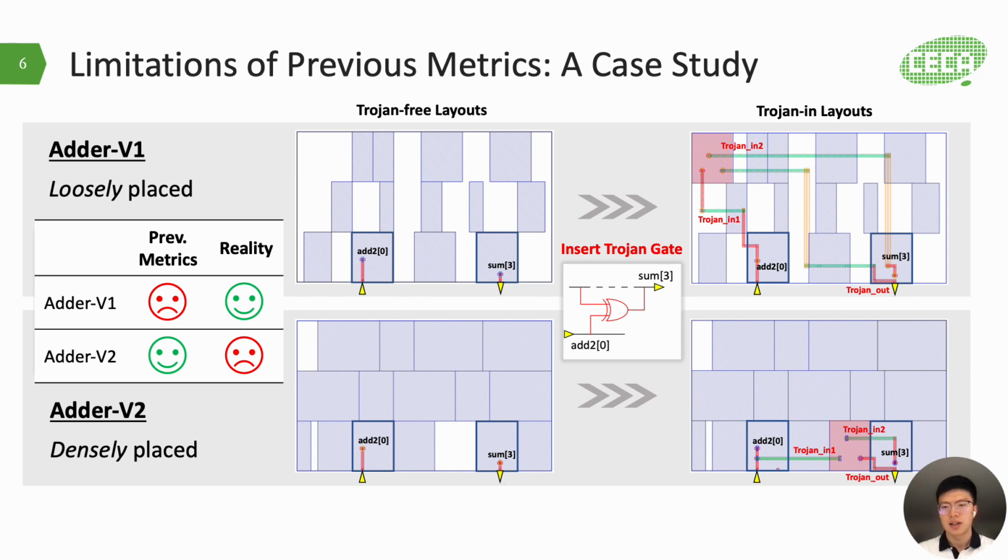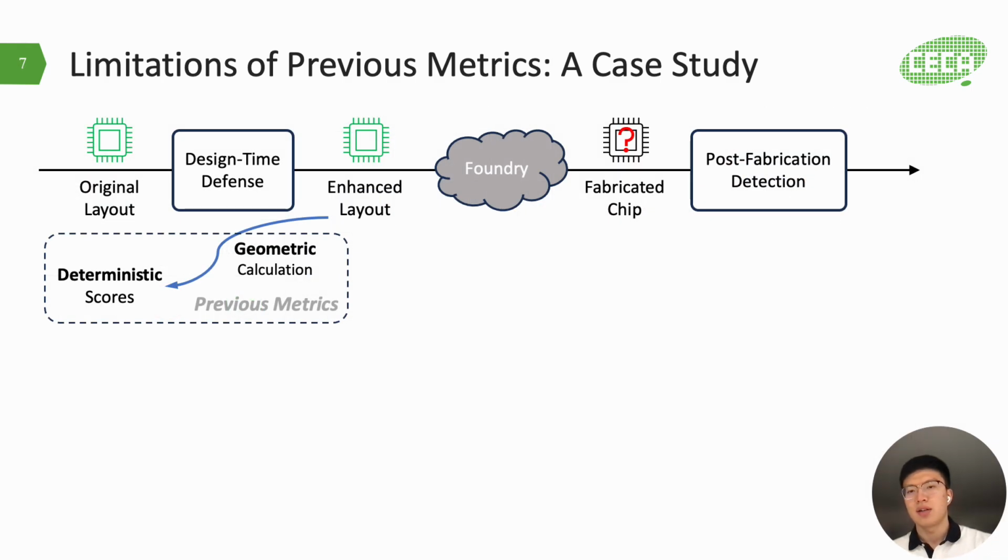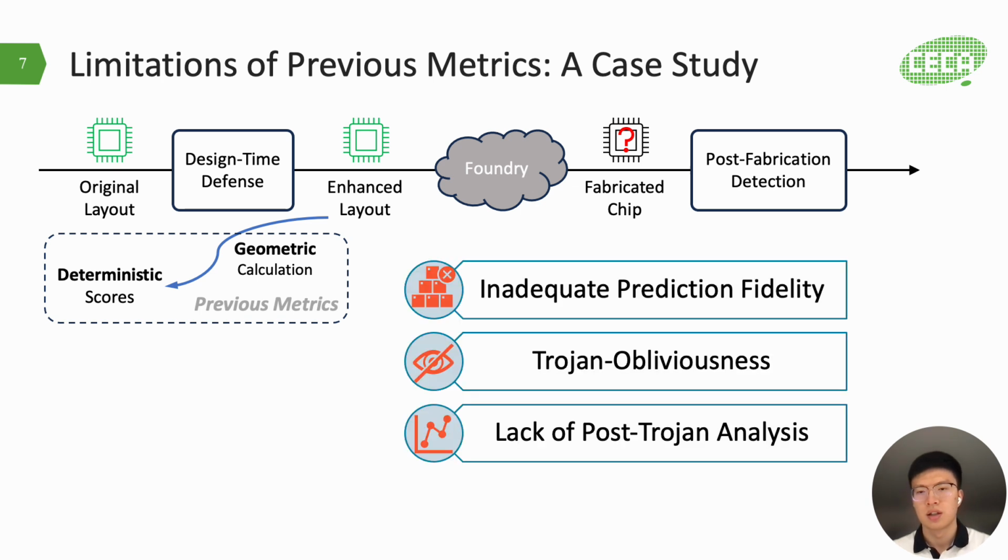However, in reality, the insertion of Trojan gate in version 1 results in longer Trojan wire length than version 2, and version 1 shows better Trojan detectability for delay analysis than version 2. Now we can summarize the limitations of previous geometric-only metrics. First, they provide insufficient prediction fidelity because they are essentially first-order estimations of available placement and routing resources. Second, they are Trojan oblivious, regardless of the specific type of Trojan to be inserted.